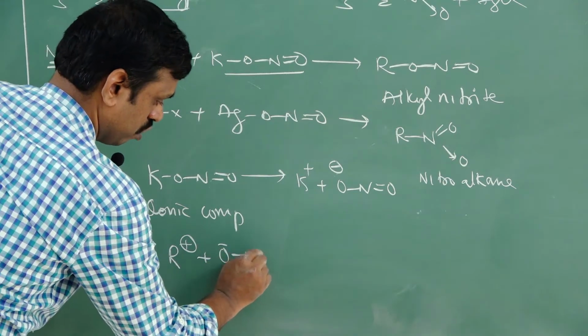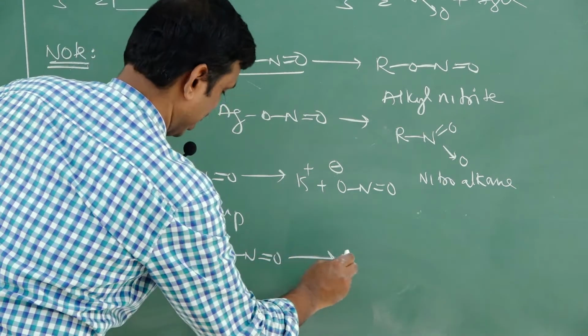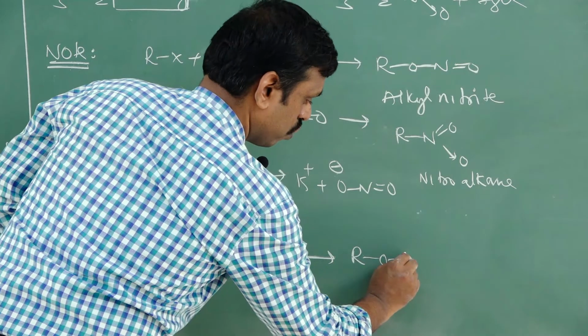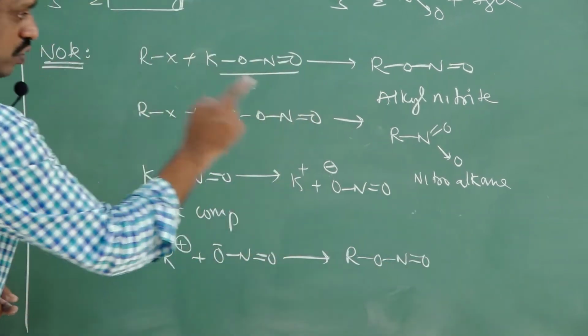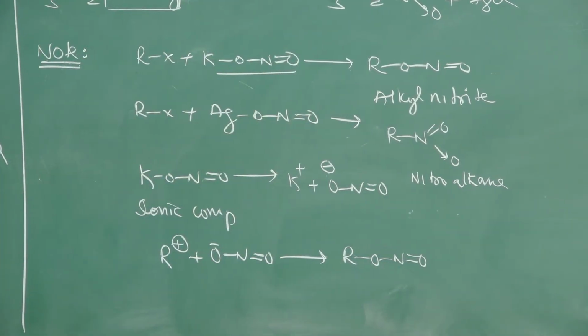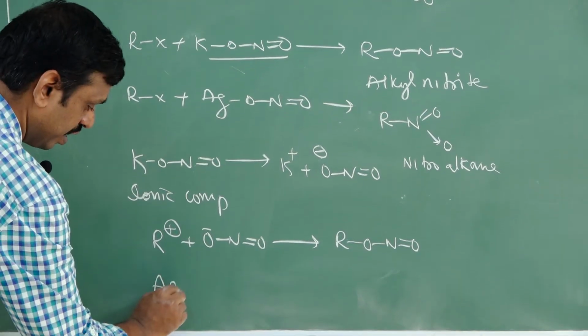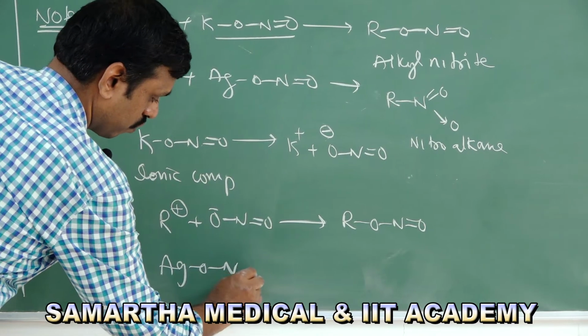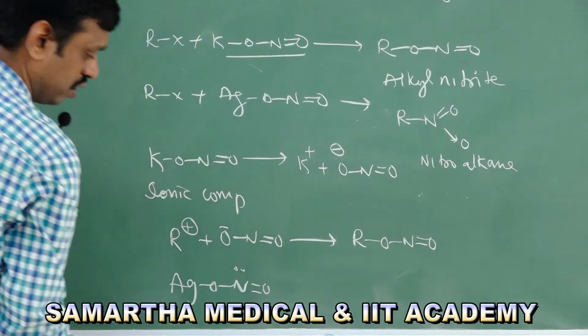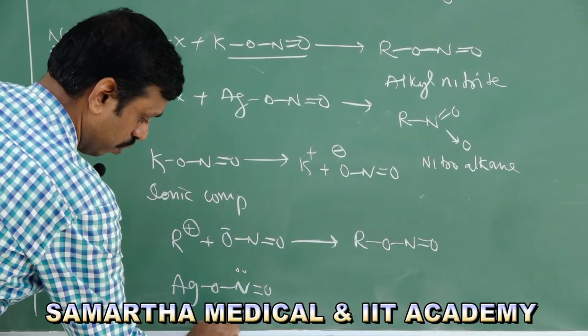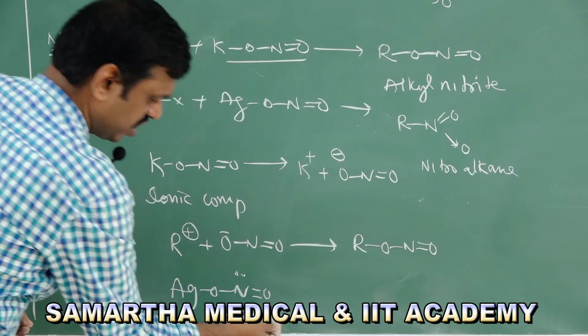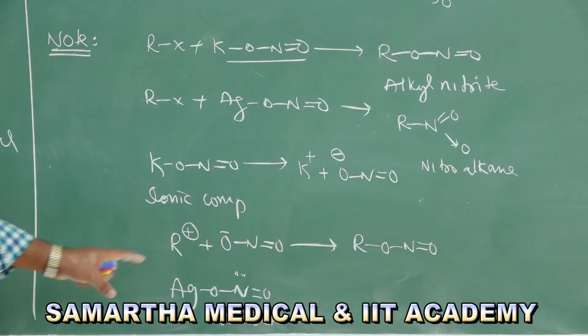When the O minus nucleophile attaches to the carbocation, what do you get? RON double bond O. That means you will get alkyl nitrite. Whereas silver nitrite, AgON double bond O, is a covalent compound. Since it is a covalent compound, it does not undergo ionization, it does not give ions.